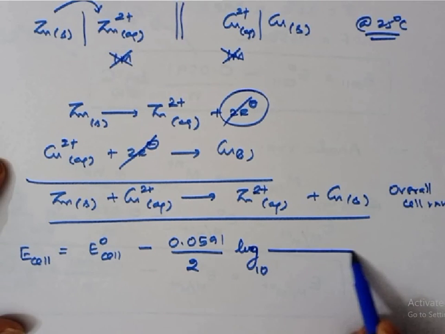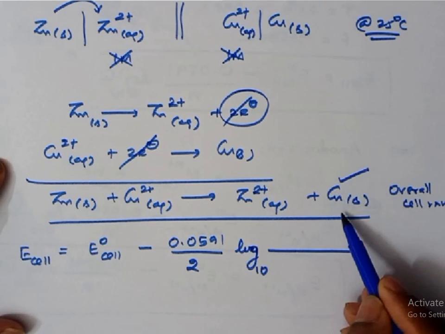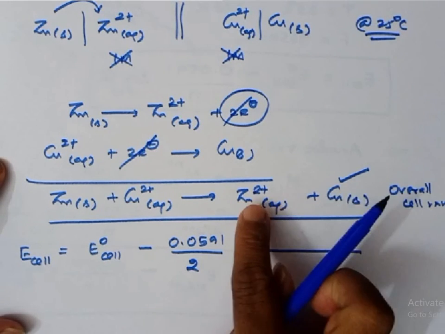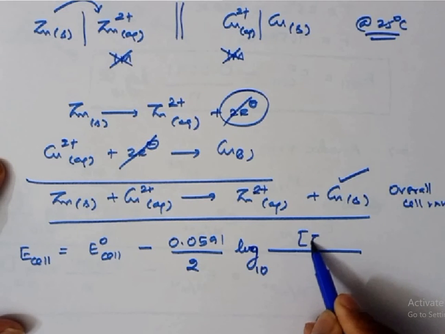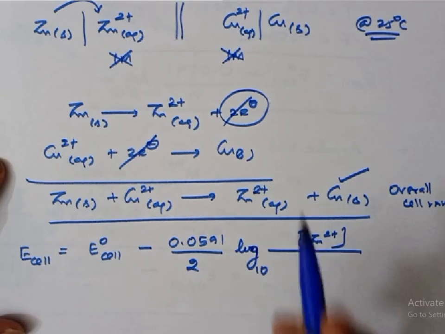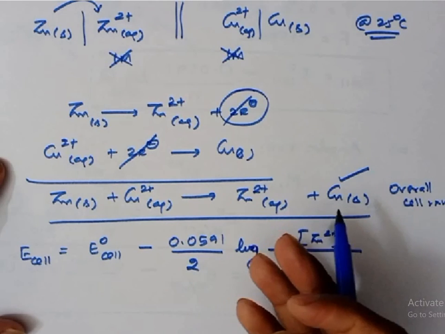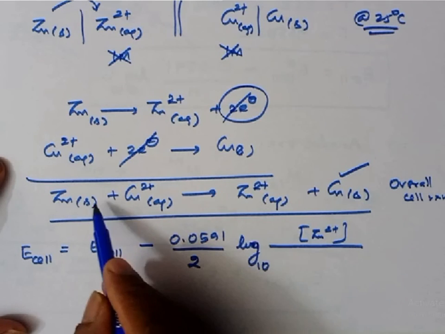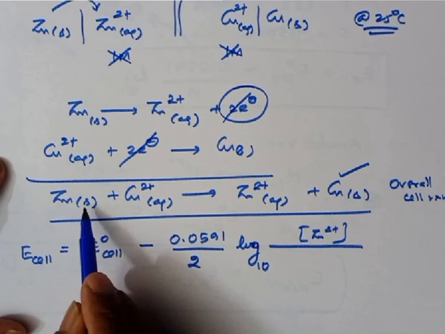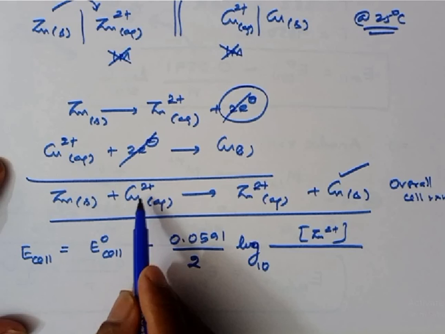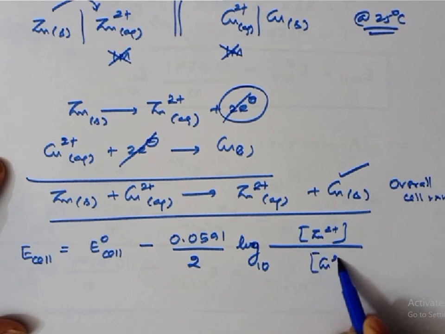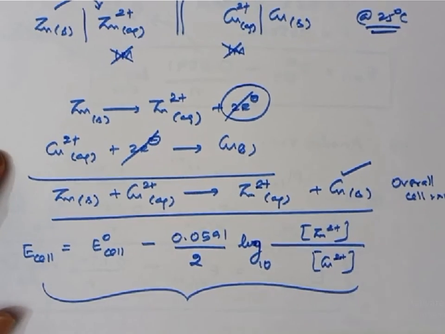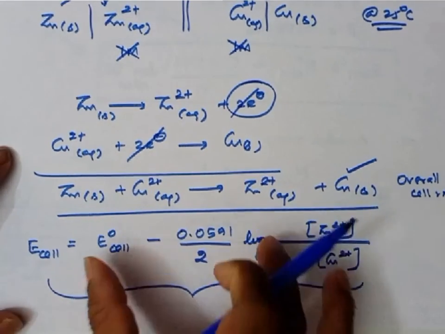On the product side, see students, this is solid. For a solid, the concentration is taken as unity, so you need not worry about that. Take the concentration of zinc ions. You should take only the ions here, and if any gases are involved, you should take the pressure of the gas. So zinc ion divided by, on the left hand side, zinc is solid and concentration is unity here, and we have cupric ion, so the concentration of cupric ion.